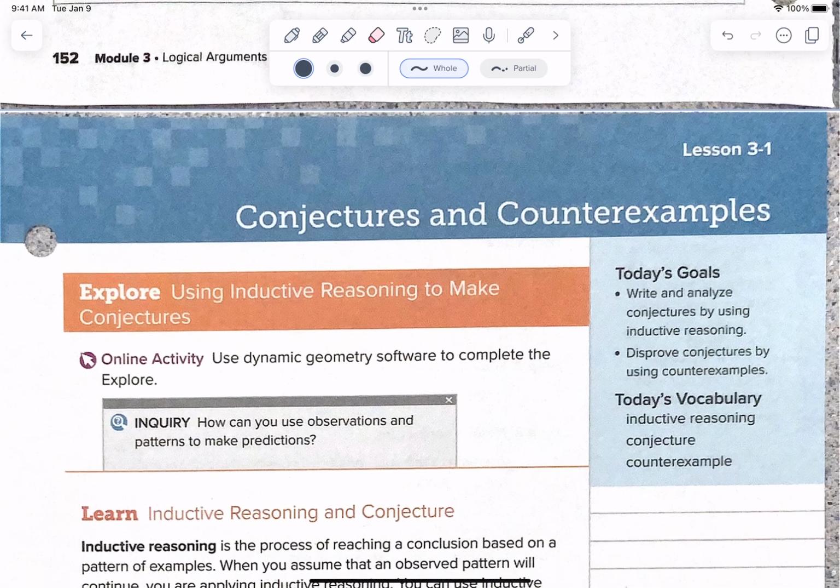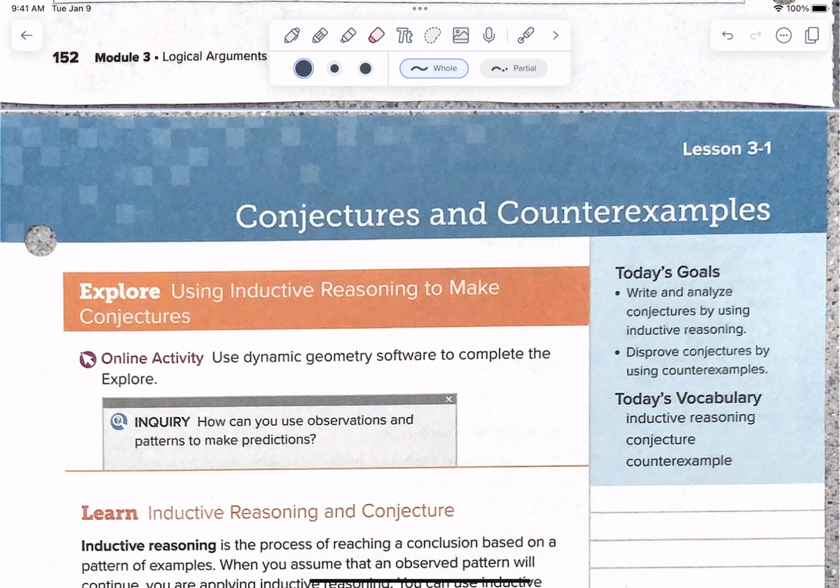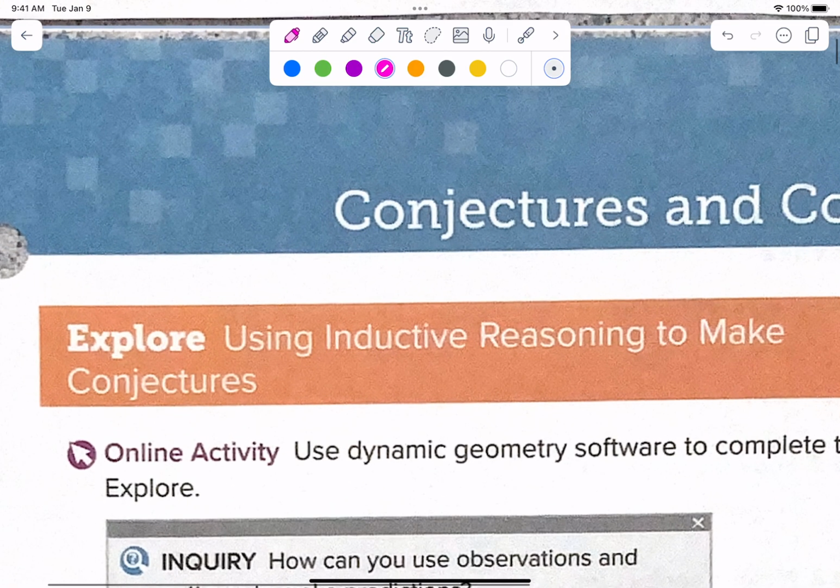All right. 3-1 is conjectures and counterexamples. We are in the intro to proofs time. We're learning proofs in chapter 3. It'll be fine. We'll be okay. Okay? Conjectures, and so we're not doing proofs yet. Conjectures and counterexamples for this section.